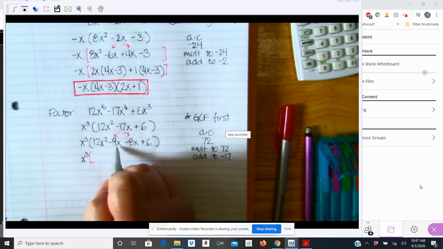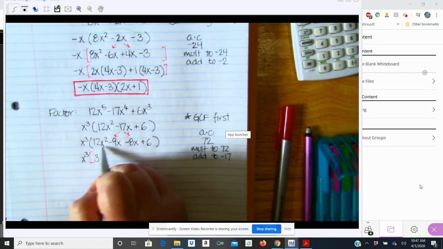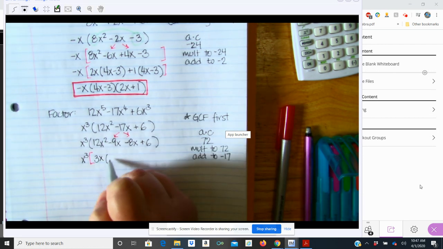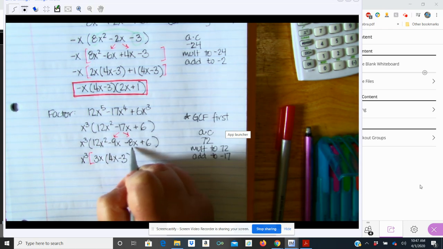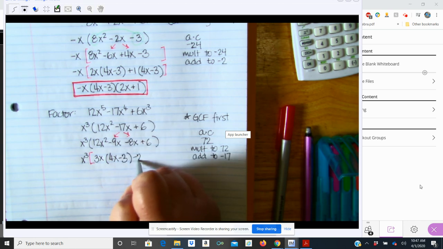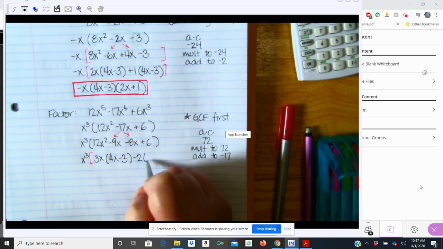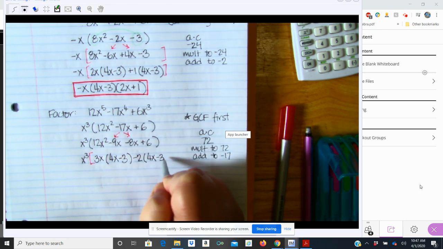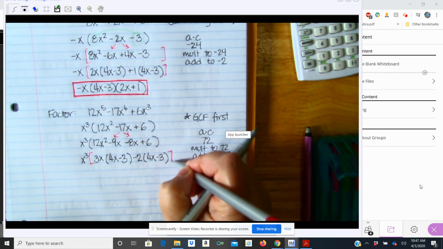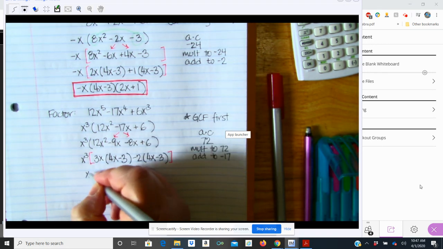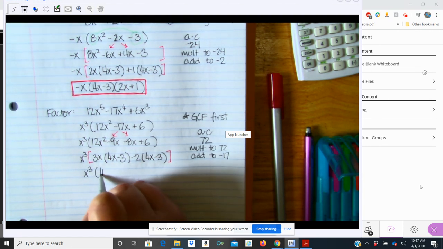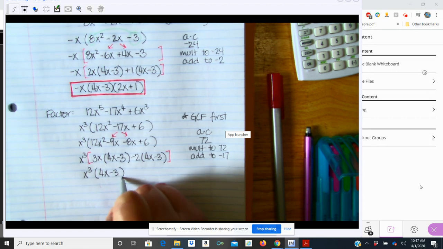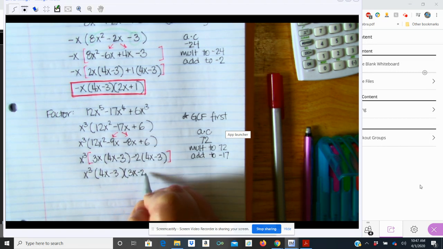I can pull 12 and 9, I can pull a 3. X squared and x, I can pull an x. 4x minus 3. 8 and 6, I can pull a 2. Since it's negative, I'm going to lead by pulling a negative 2. 4x minus 3. Then I have an x cubed. 4x minus 3. 3x minus 2.